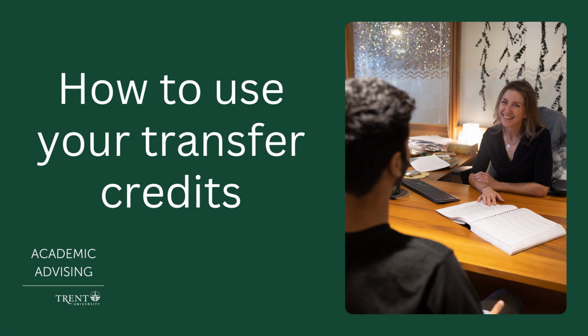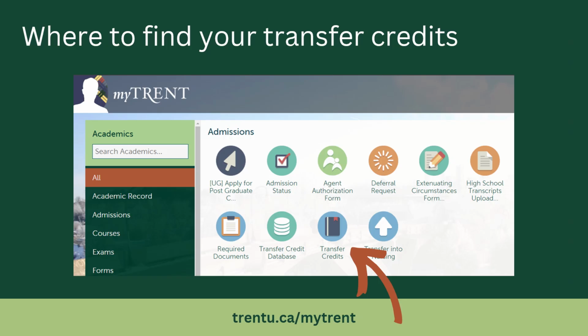This short video will explain where to find your transfer credits, what they mean, and how to use them in your degree plan. Let's get started. You can find your transfer credits in My Trent under Admissions. Just select the Transfer Credits icon.